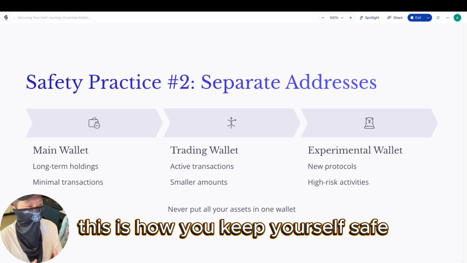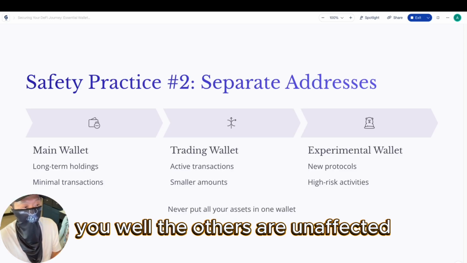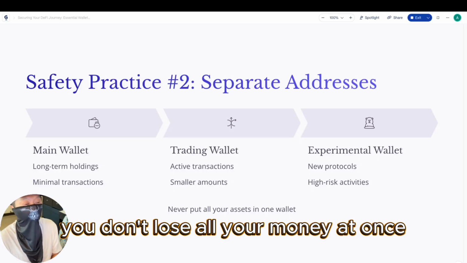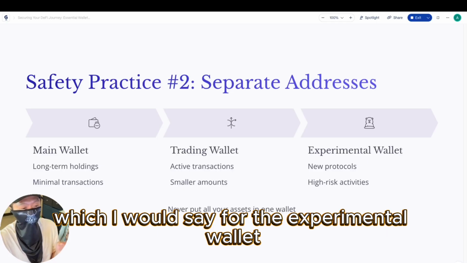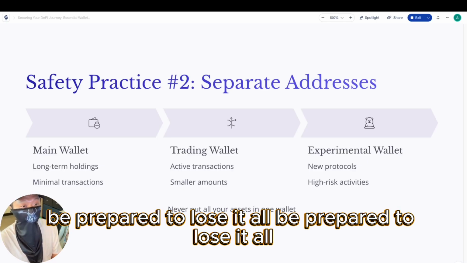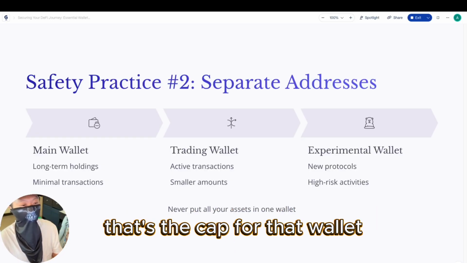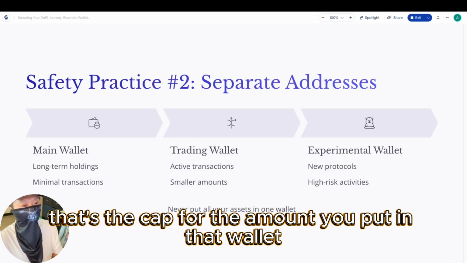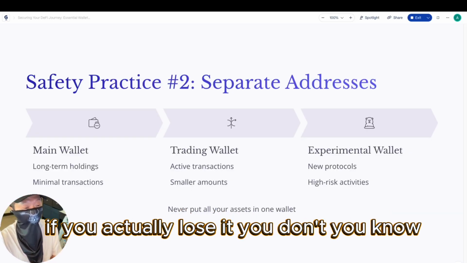This is how you keep yourself safe. So if one wallet gets compromised, the others are unaffected. You don't lose all your money at once in case something actually happens. Which I would say, for the experimental wallet or the degen wallet, be prepared to lose it all. Say you're comfortable with losing $1,000. That's the cap for the amount you put in that wallet. So when you actually lose it, if you actually lose it, you're comfortable.